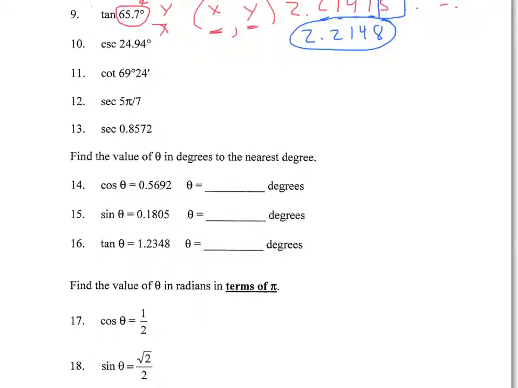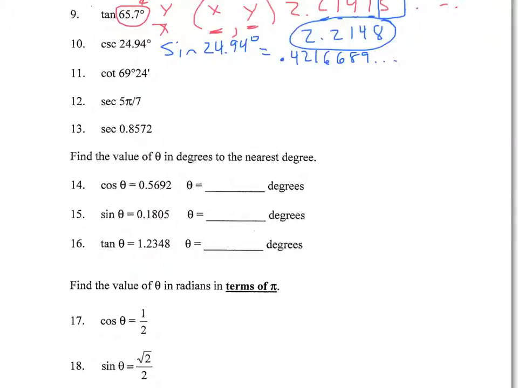Okay, so there's no cosecant button. So what we're going to have to do is press the sine button and find the sine of 24.94 degrees. And if we do that, that is 0.421669, and so on and so forth.